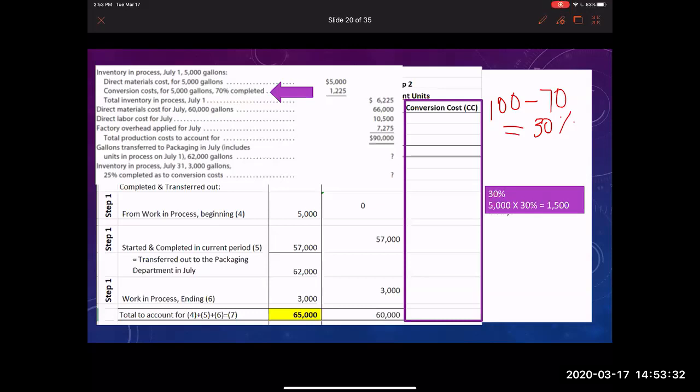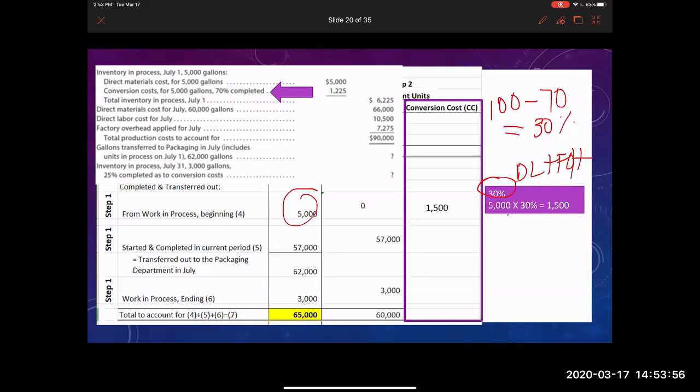Again, we're trying to compare apples to oranges and bananas, so we're going to compute the equivalent units. We're going to do 5,000 gallons times the 30% of more direct labor and factory overhead needed. That amount gives me 1,500. So that's what I'm going to put there.